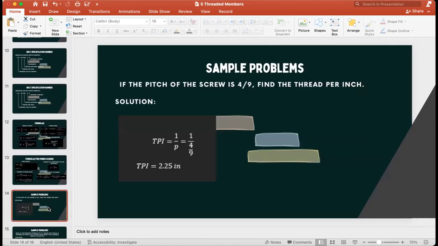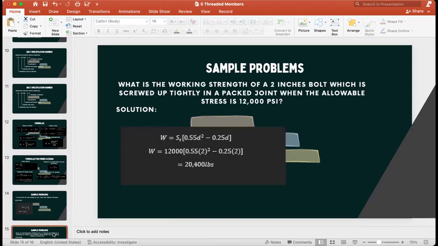And these are some of the easy problems. If the pitch of the screw is 4/9, find the threads per inch. So the solution would be 1 over the pitch, or TPI, the threads per inch, equals 1 over 4/9, and the TPI would be 2.25 inches. And then the sample problem: what is the working strength of a 2 inch bolt which is screwed up tightly in a packing joint when the allowable stress is 12,000 PSI?